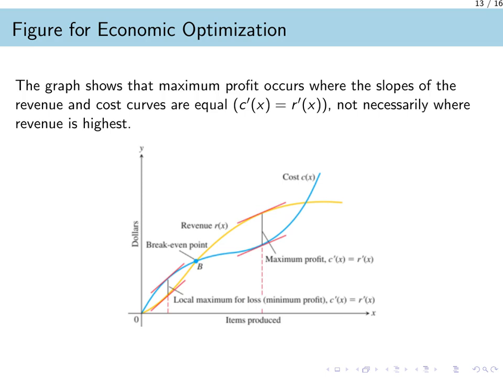level. The profit at any point is the vertical distance between the revenue curve, R of x, and the cost curve, C of x. Initially, cost is higher than revenue, which means the company operates at a loss. After the curves cross at the break-even point, revenue becomes higher, and the company makes a profit. Our goal is to find where this profitable gap is widest.